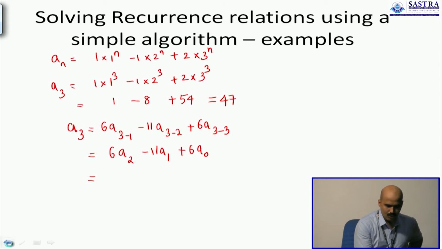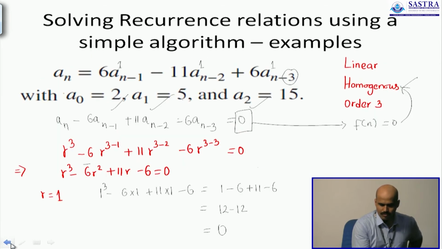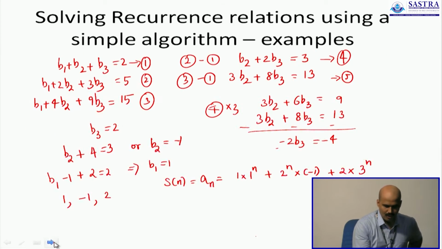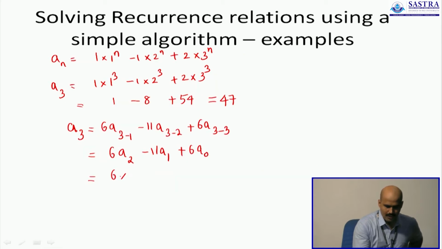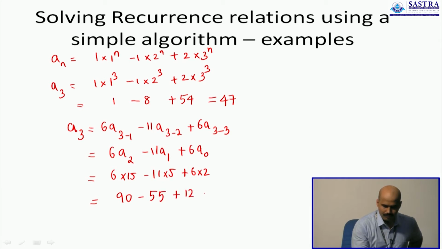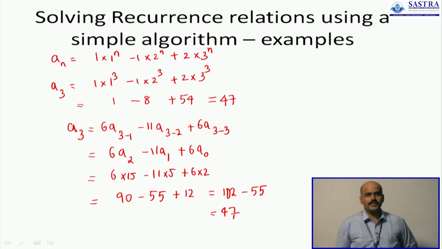From the question we know that A2 was 15, A1 was 5 and A0 was 2. 6 times 15 minus 11 times 5 plus 6 times 2, which comes down to 90 minus 55 plus 12, which is 102 minus 55, and that's exactly 47.